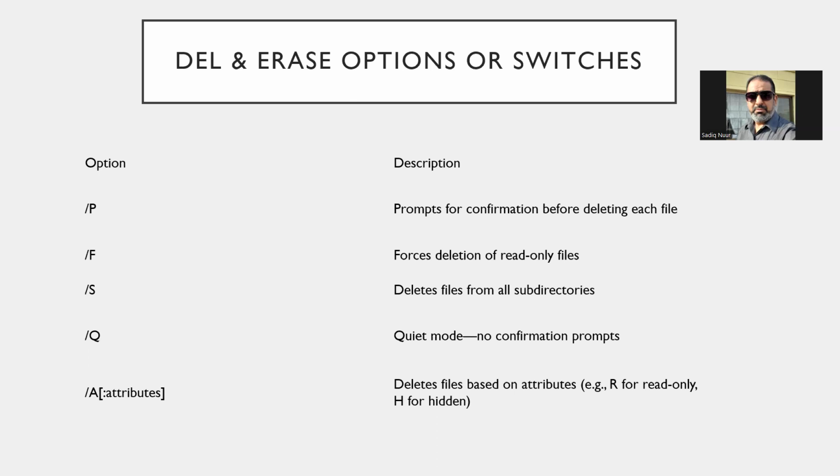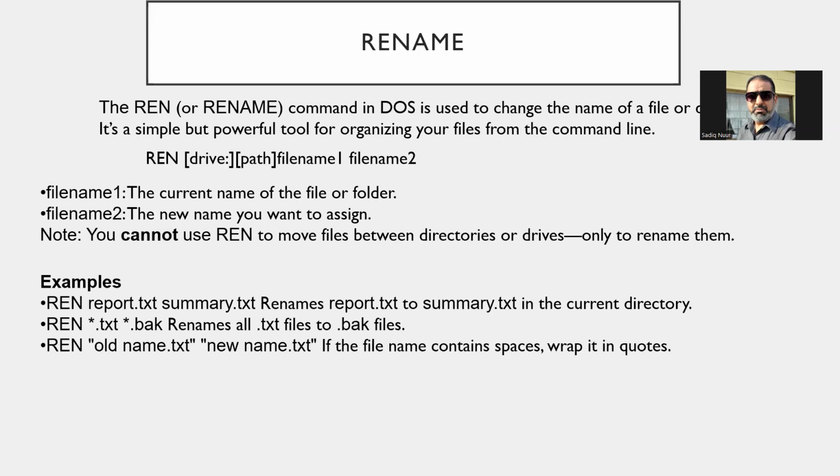/s to delete files from all subdirectories. /q is quiet mode, no confirmation prompts. Automatic, it's gonna delete everything. /a deletes based on the attribute: R for read-only, or you wanna delete the AH. If you say AH, H is for hidden files.